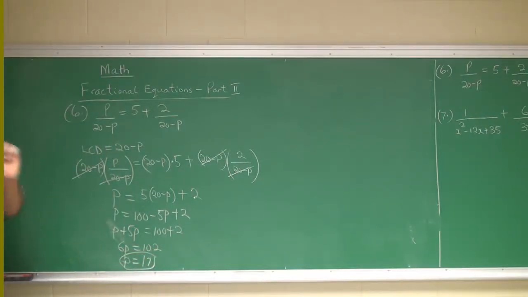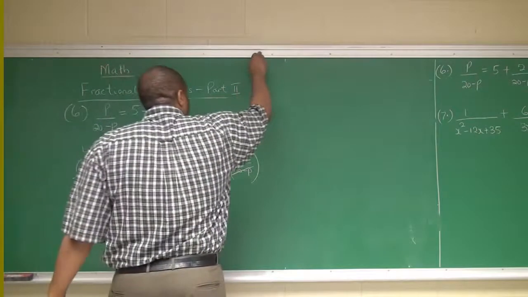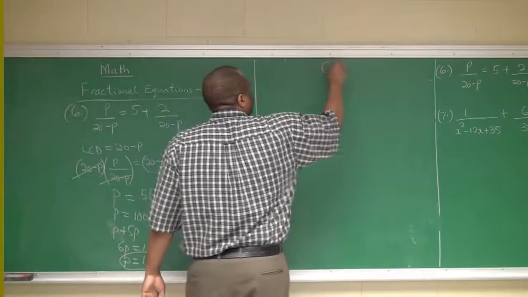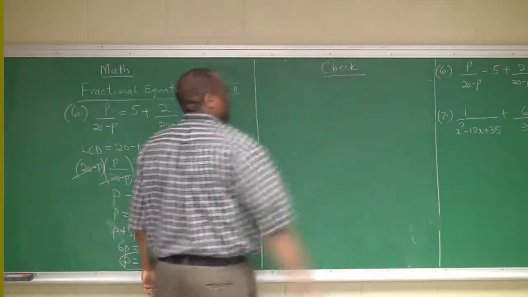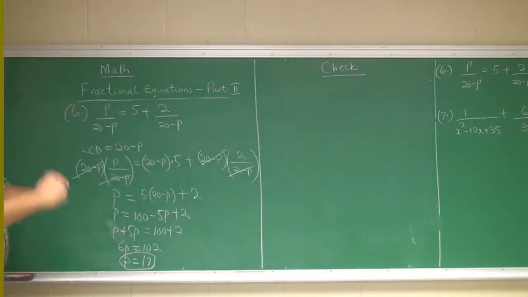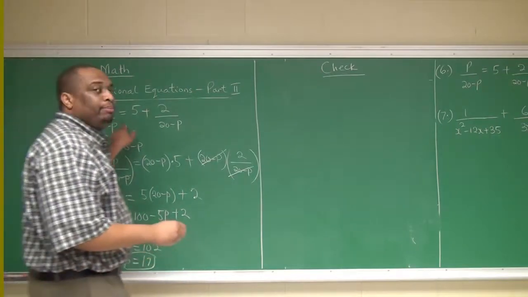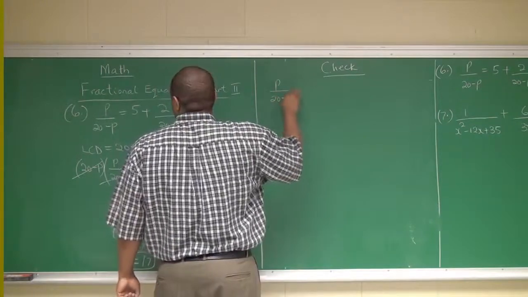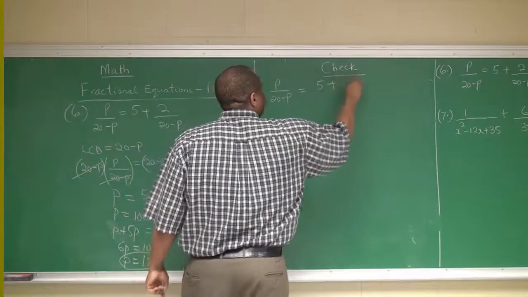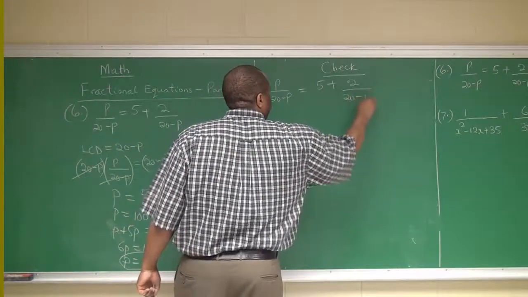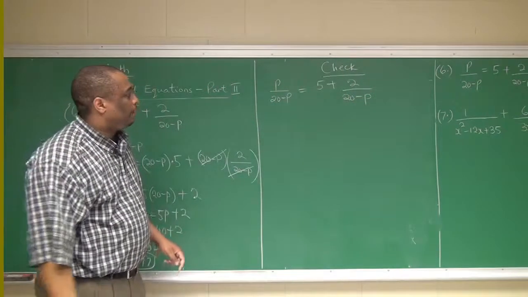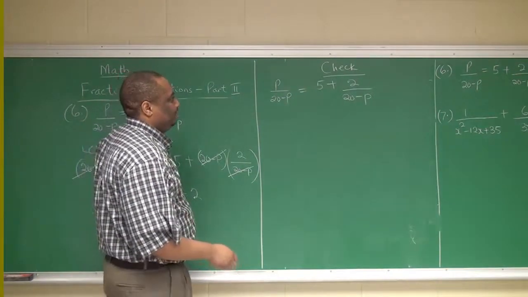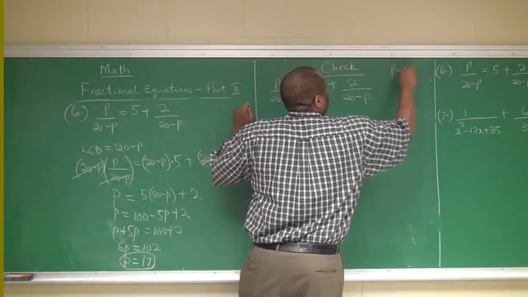Do we stop here? No. What do we have to do? Have to check. So we check. We write our check. What's the first thing we do? We write the main problem. P over 20 minus P equal to 5 plus 2 over 20 minus P. Okay? And then what did we get as our P? 17. Our P is 17.